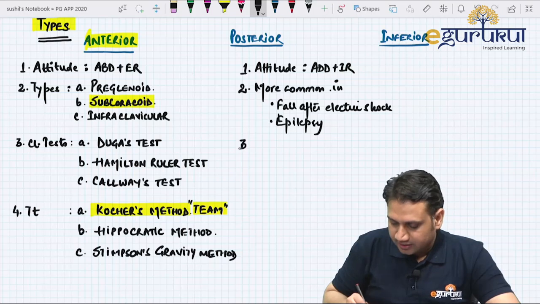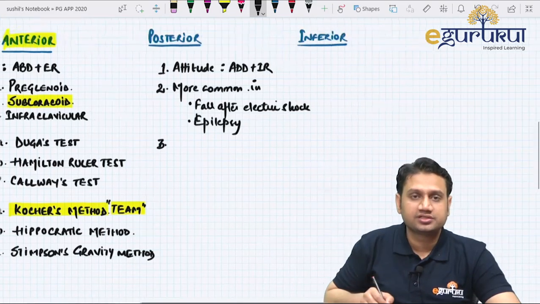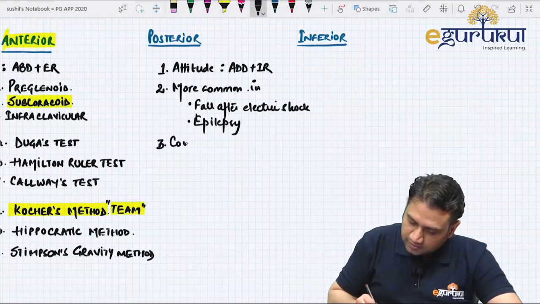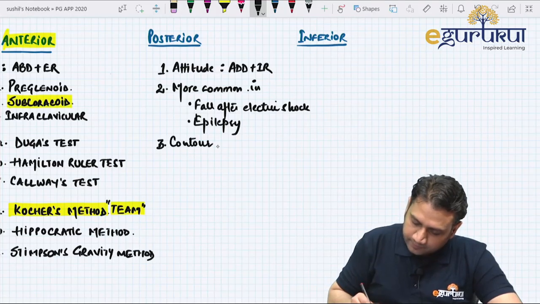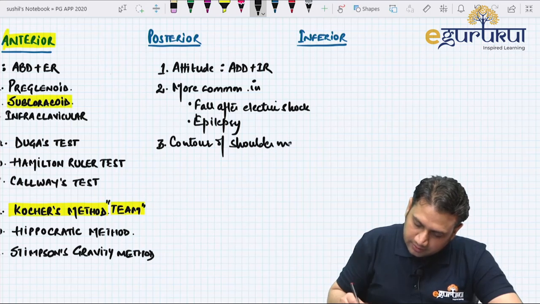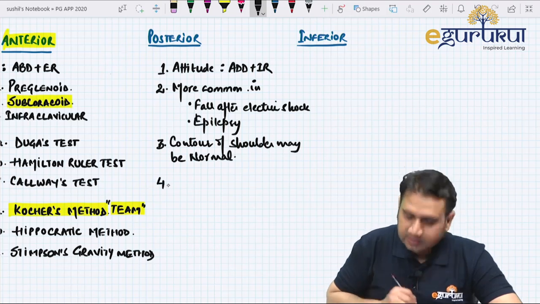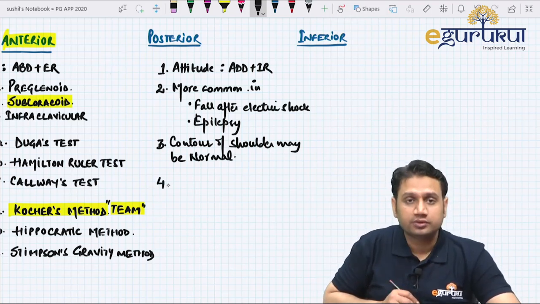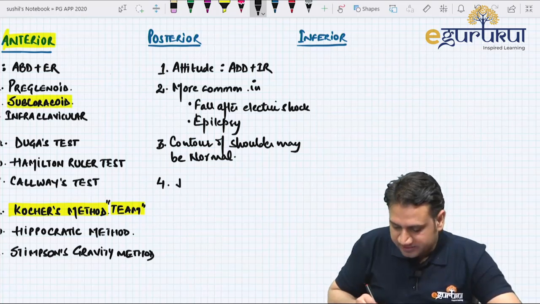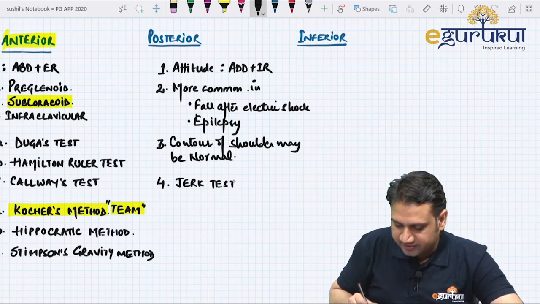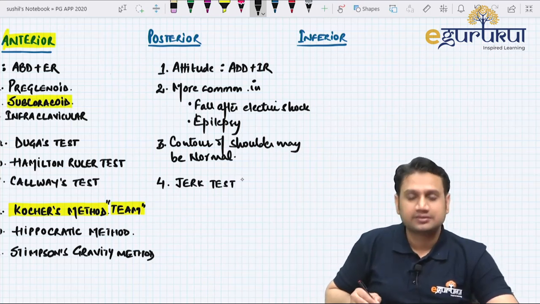Number 3, another very important point about posterior dislocation is that the contour of the shoulder may be normal. Number 4, there is no specific test for posterior dislocation. Only one non-specific test has been labeled and that's the jerk test.